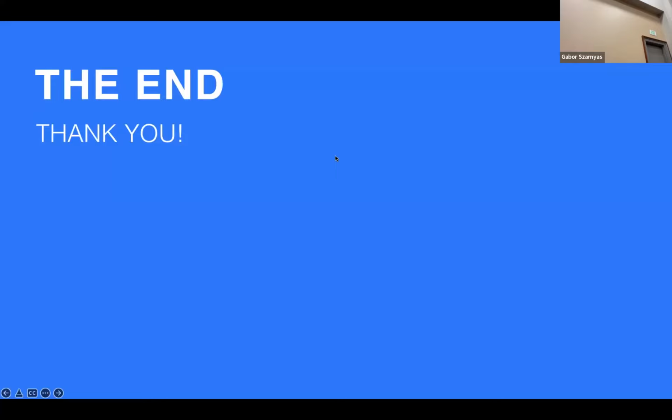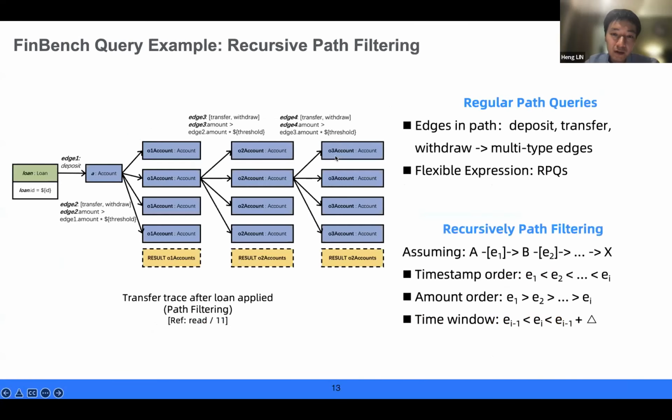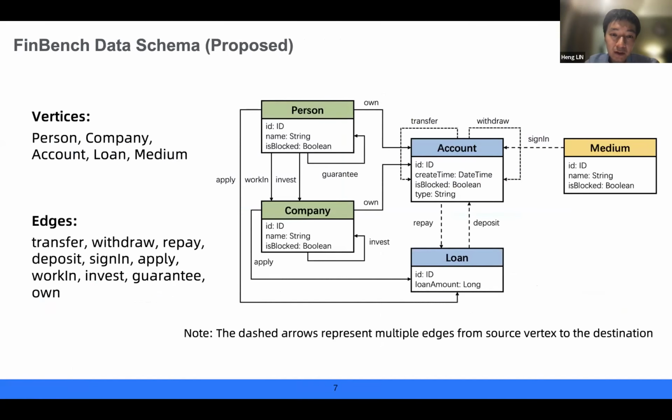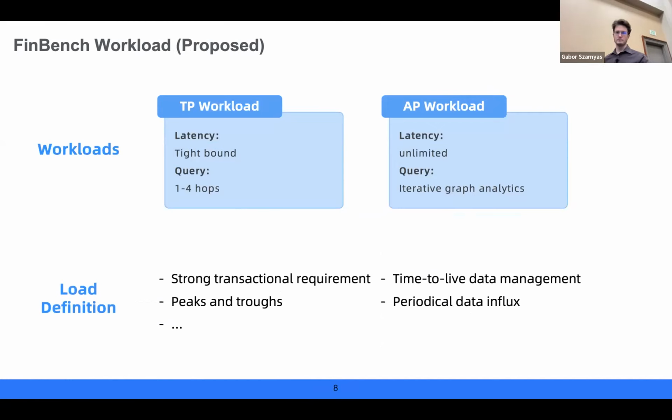Is that correct? You mean TP and AP? Oh, sorry, I got that wrong. Yeah. TP currently, and AP. We just work on TP first, and AP will be like BI in SMB, and it has not started yet.